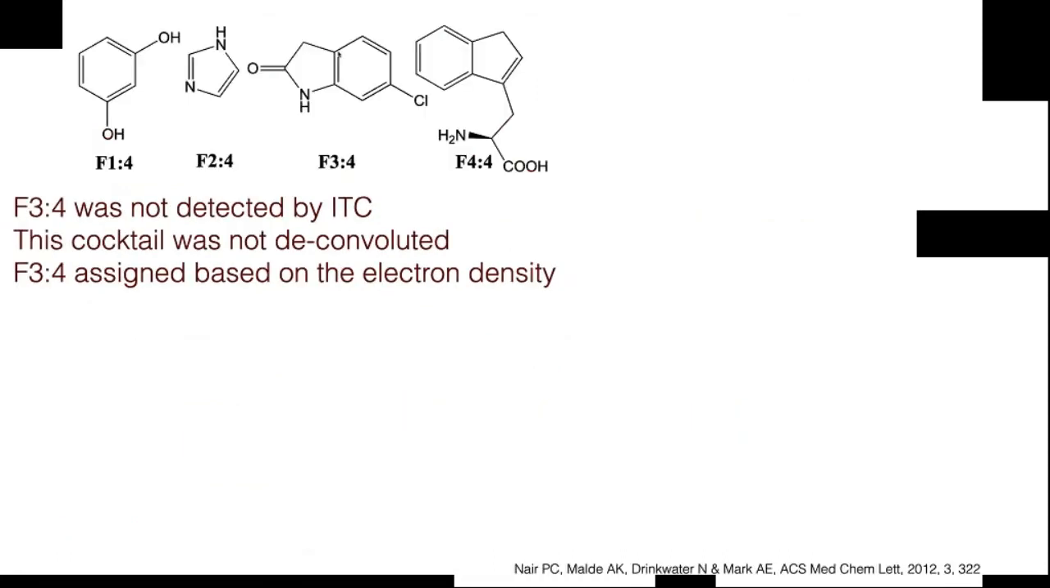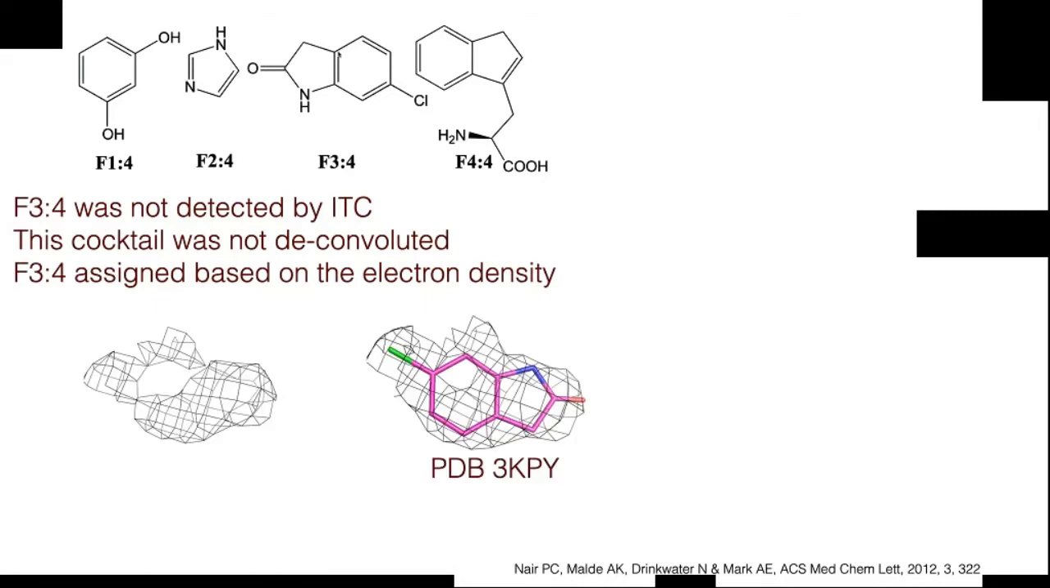So we looked at the composition of that cocktail. It contained these 4 compounds shown here, F1, F2, F3, and F4. And there was additional data that they could not detect some of these compounds by ITC, and this cocktail was not deconvoluted. So this is how the electron density looked, and they could place the fragment number 3 in the binding pocket and submit it to the protein data bank as 3KPY.